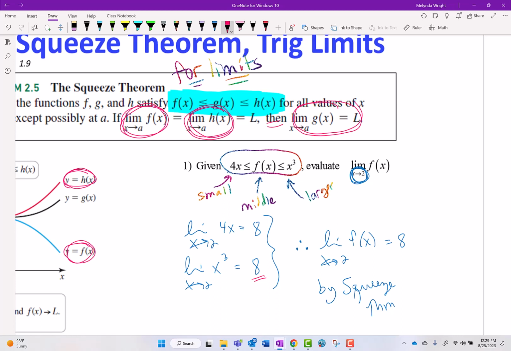Does that make sense? We're expecting the limit of the little one and the big one to come out the same. That's what we're expecting to have happen. But if it doesn't, then we can't use the squeeze theorem. Okay, anything else?